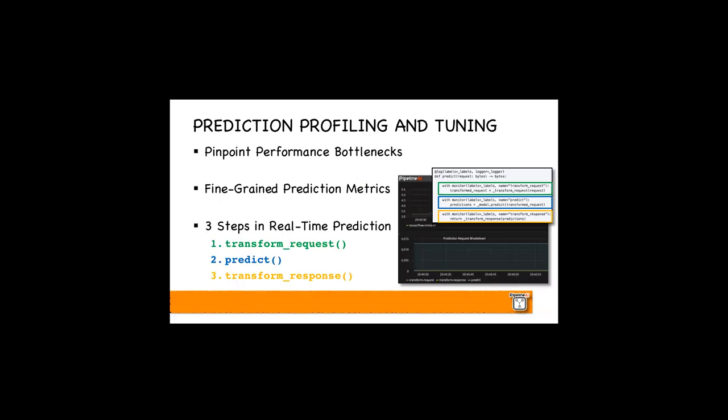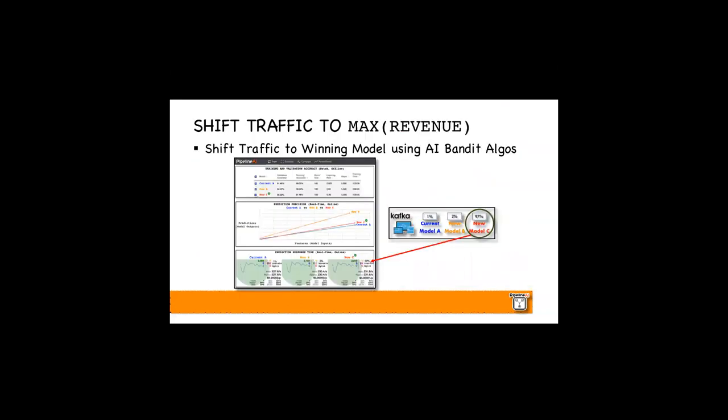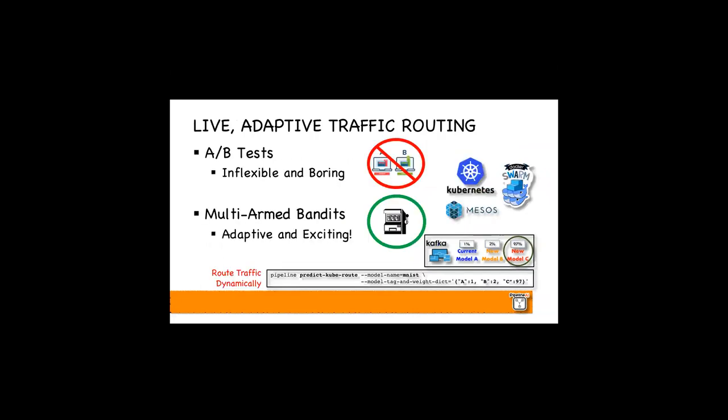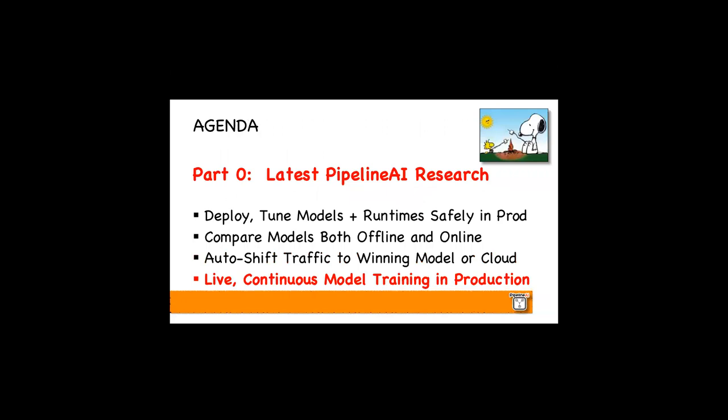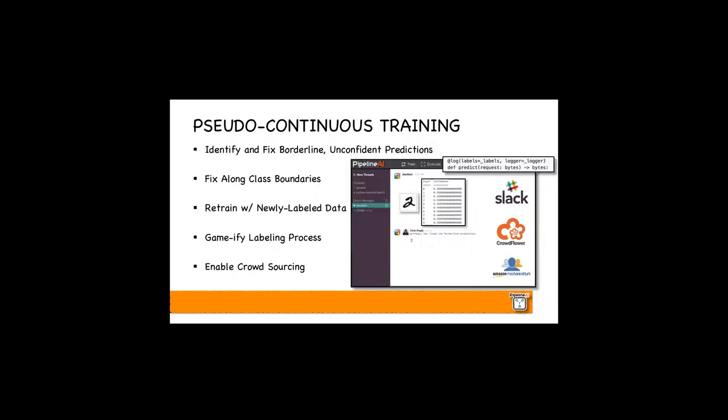One cool thing too is that you can tap in and see how much time is being spent. There are three logical steps here: taking the JSON, converting it to a tensor, actually running the prediction, and then going from a tensor back to your JSON. Here's where we're shifting the traffic. More shifting traffic. And this is where we trigger on the cost per prediction.